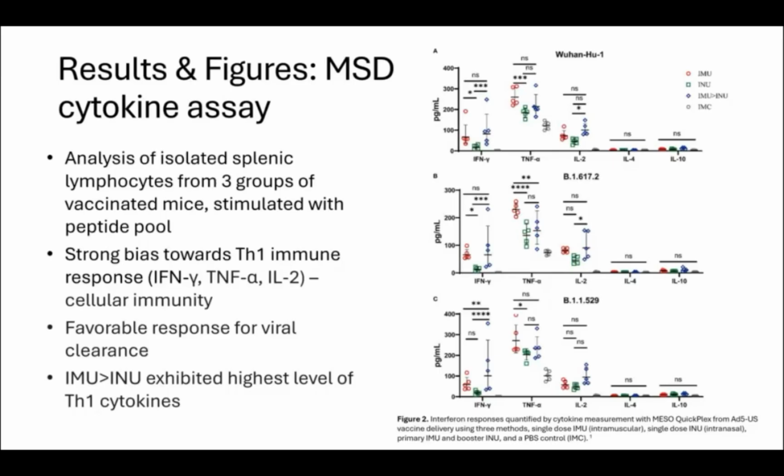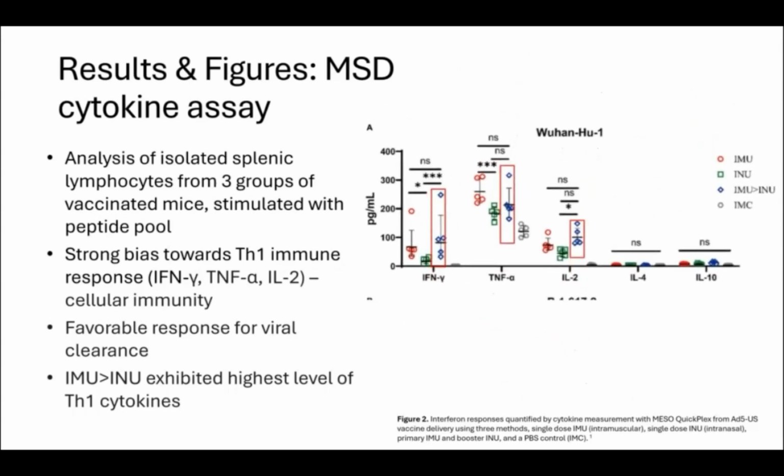In order to determine the bias towards a Th1 or Th2 immune response, the researchers conducted a cytokine assay and calculated the concentrations of cytokines in the three different treatment groups. They analyzed isolated splenic lymphocytes from the three groups of vaccinated mice, and the results indicated a strong bias towards the Th1 immune response or cellular immunity. The figure on the right shows production of different cytokines when the lymphocytes were exposed to different strains of SARS-CoV-2.